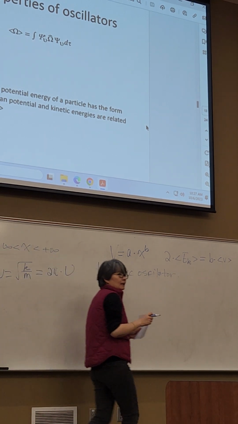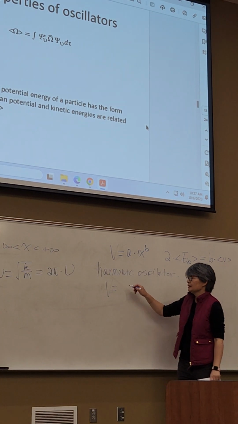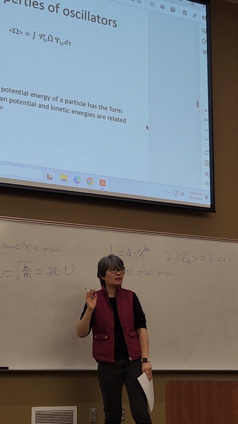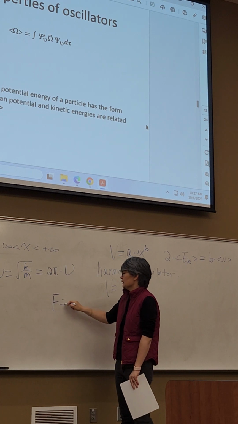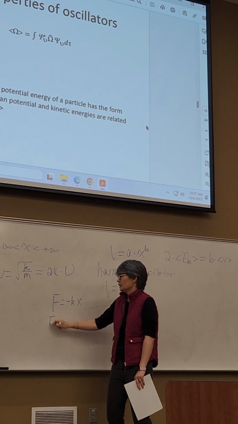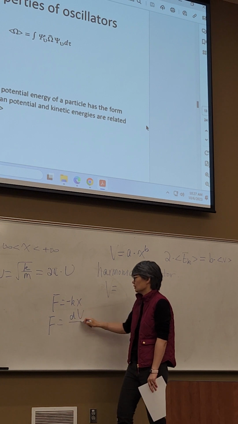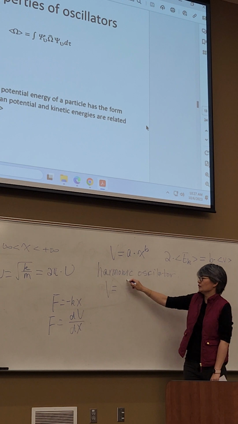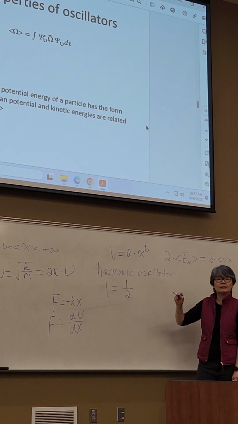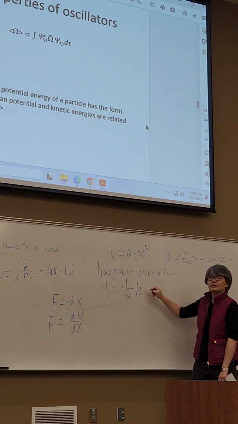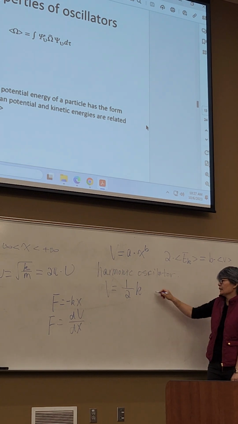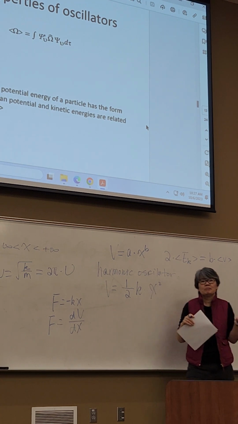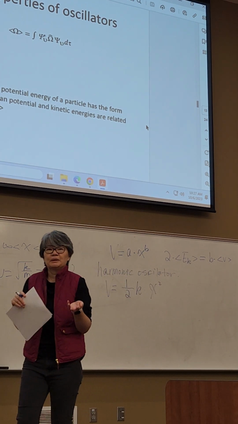We said it's parabolic, right? So it satisfies Hooke's law. The force is negative kx. Force is really the negative derivative of the potential over dx. And therefore our potential energy expression is 1/2 k times x raised to the power 2. So that is the expression for our potential energy.